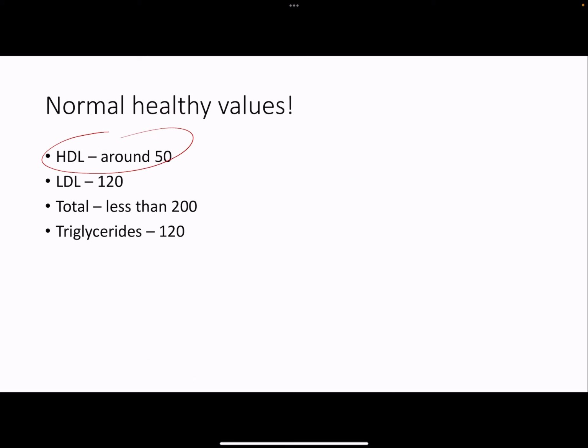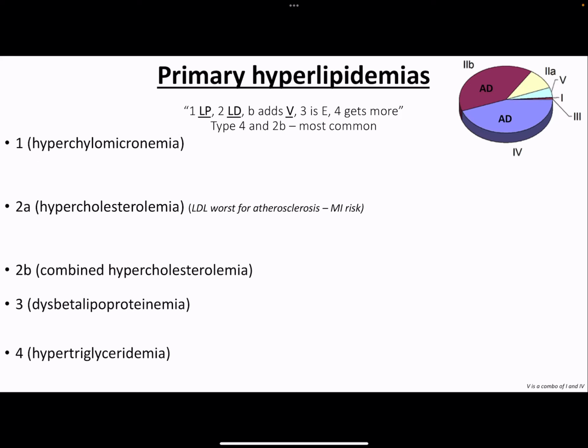Normal values: HDL around 50, LDL around 120. Combined, we'd want it less than 200. But again, HDL is the good one, LDL is the bad one. Triglycerides, 120.